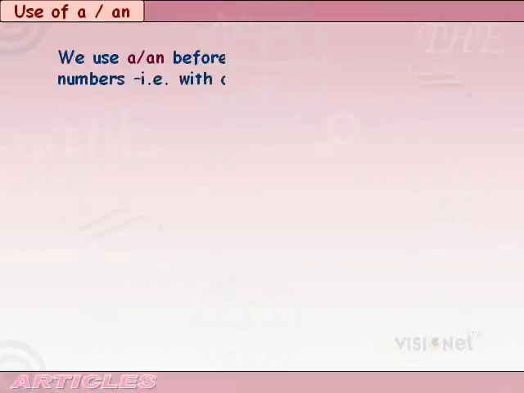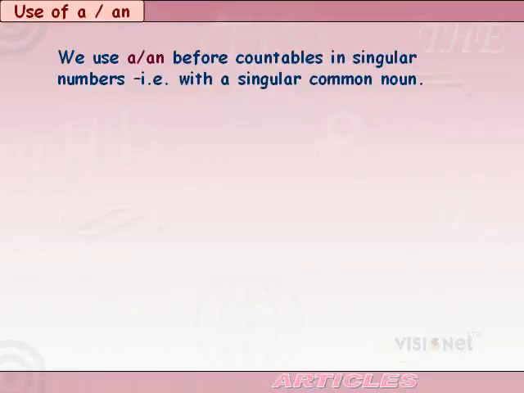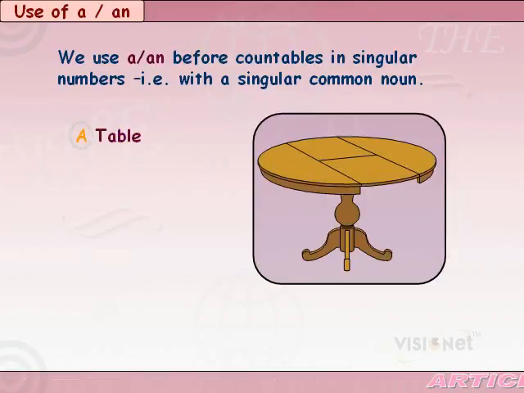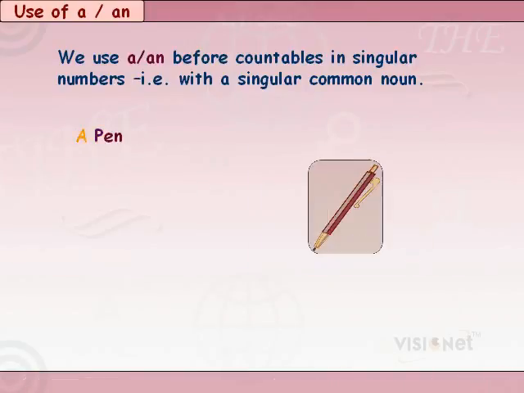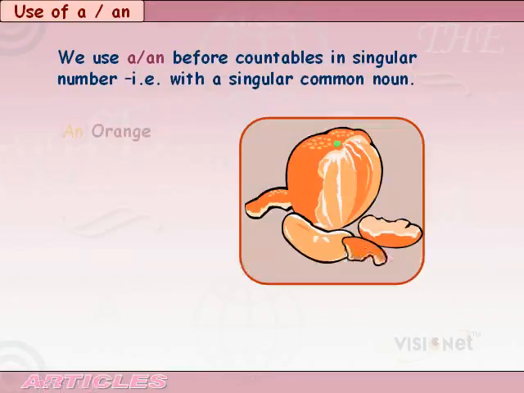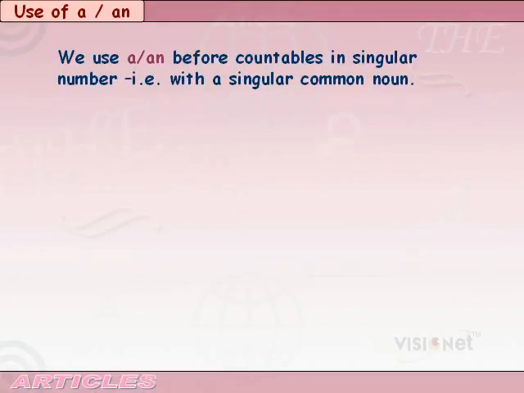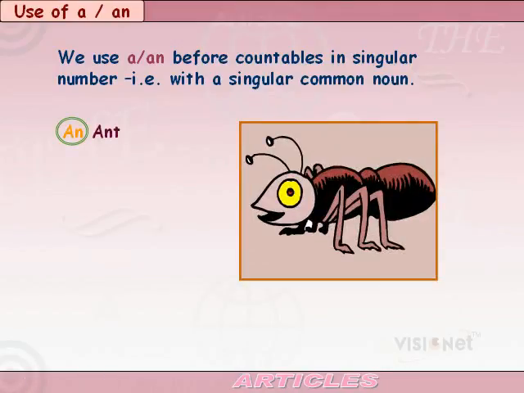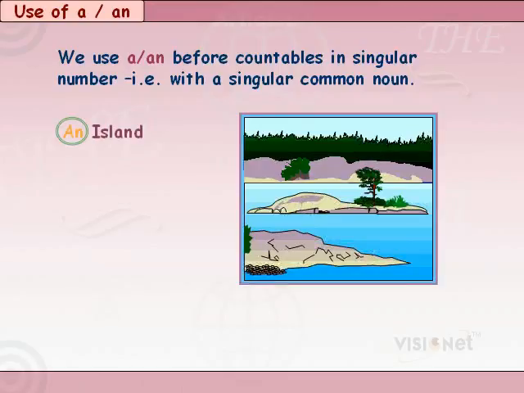Use of a or an. We use a or an before countables in singular numbers, that is, with a singular common noun. For example, a book, a table, a pen, an orange, an ant, an island.